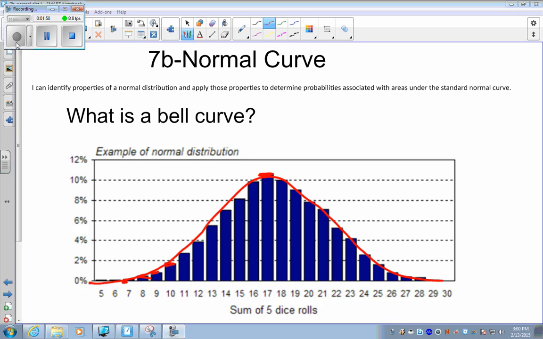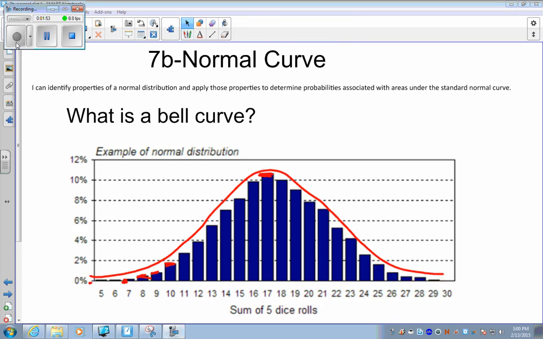If you look at the red line, that's a bell-shaped curve. That's why we call it a bell curve. It's also called a normal curve. Normal meaning in the middle, the left side and the right side are exactly identical. They're very, very close. It's kind of the general term for normal curve.